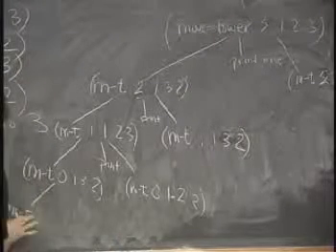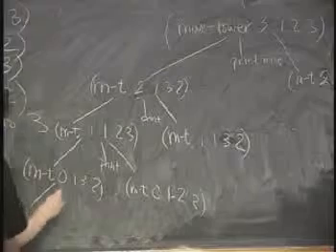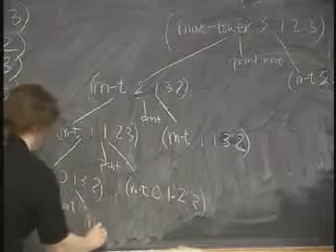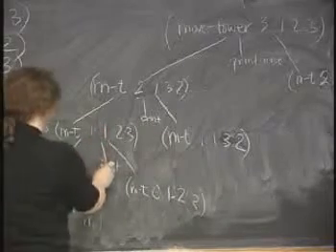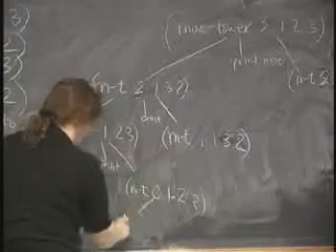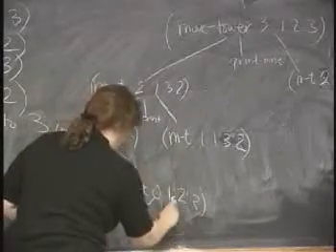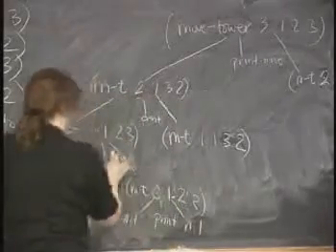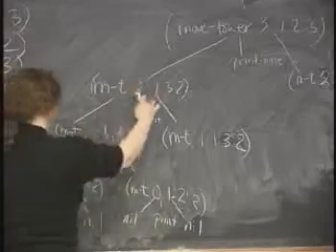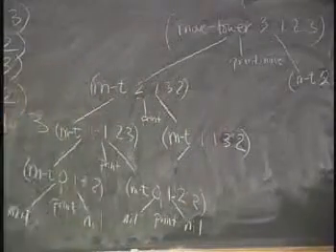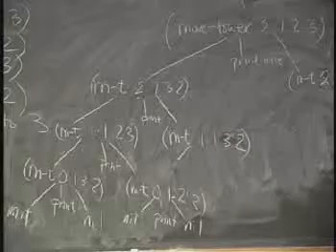Move tower. That's 0. We return nil. We print. Nil. Come back up here. Print. Come back over here. Nil. Print. Nil. Come back up here. Print. Come down here. Okay. I'm going to run out of space to draw this tree.